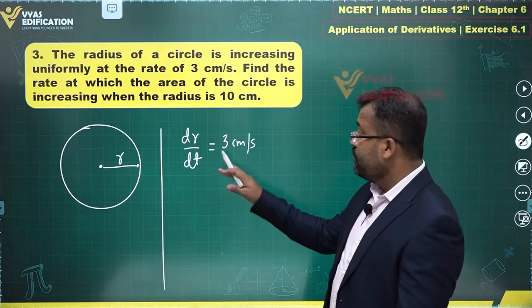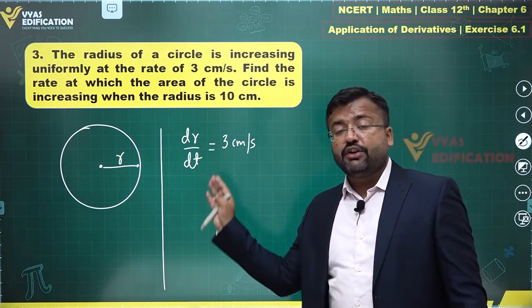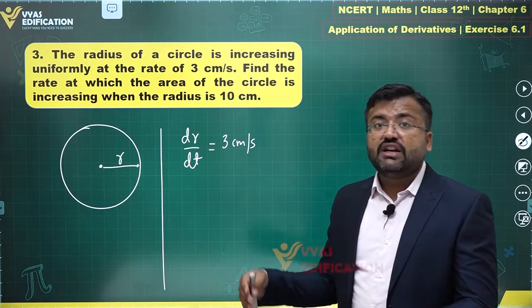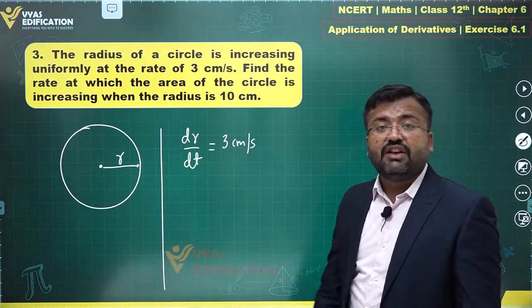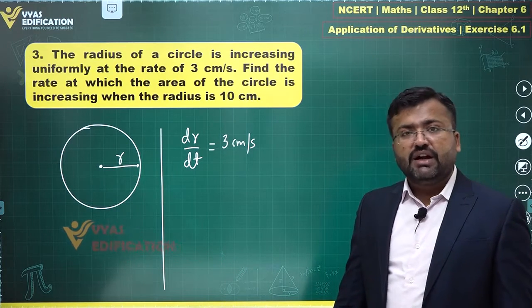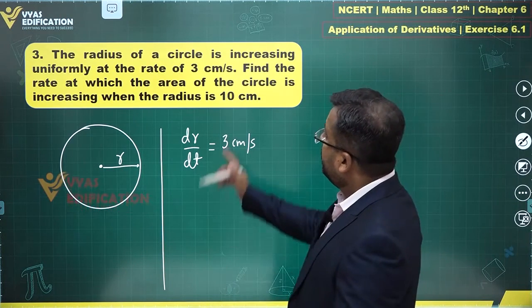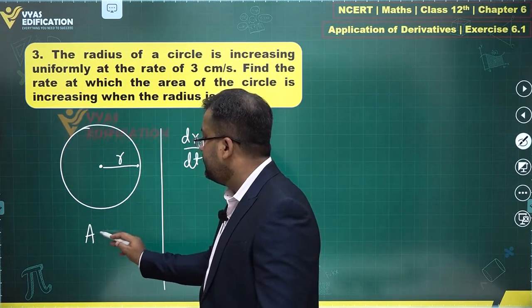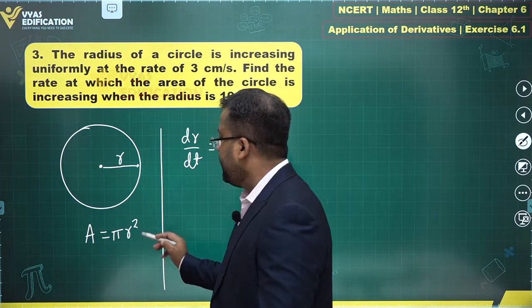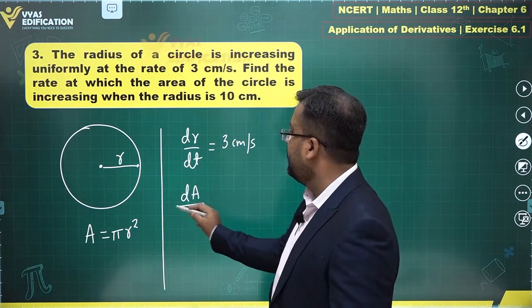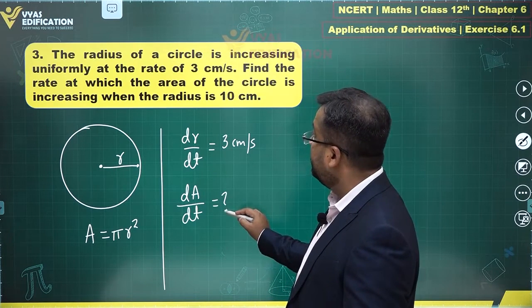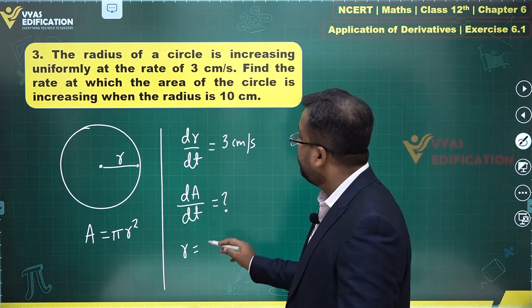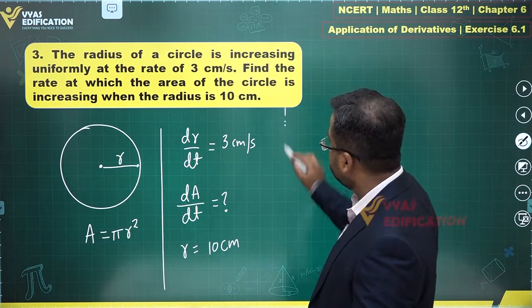Consistency is important. Units of length should be centimeters only, and the unit of time, if anywhere else it is given in terms of seconds, it is okay. If a different unit of time is given at any location, you'll have to worry. But otherwise, it is okay. So this is one information. Find the rate at which the area of the circle is increasing. Area is something that I am aware of: this is pi r square. And it is asked, rate of change of area, when the radius is 10 centimeter. That's the information that is given.